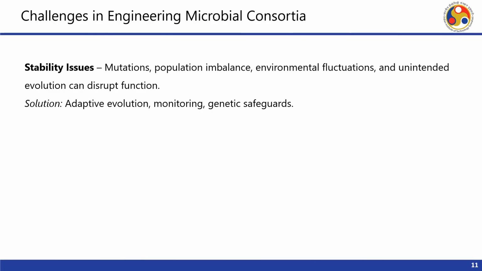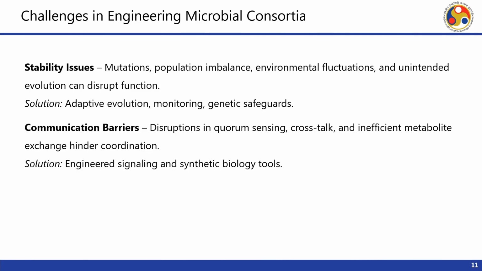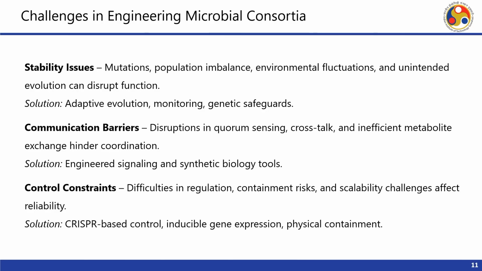Mutations, population imbalance, environmental fluctuations, and unintended evolution can disrupt function. The solution for this is adaptive evolution and monitoring genetic safeguards. Then there are the communication barriers: disruptions in quorum sensing, crosstalk, and inefficient metabolite exchange hinder coordination. The solution to this communication barrier problem is engineered signaling and synthetic biology tools.